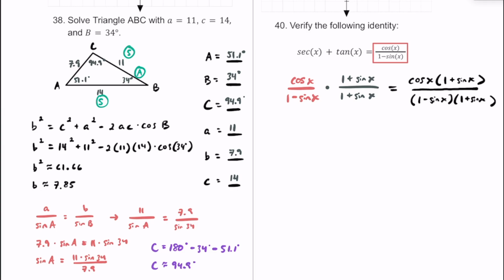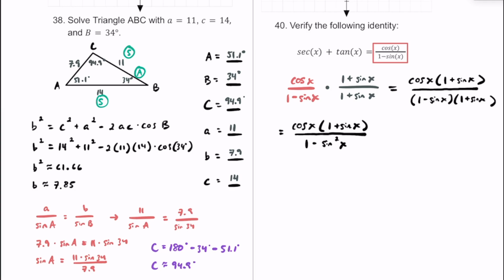So if we look at the top here, the top is going to be cosine of x. I'm just going to leave that alone, times this 1 plus sine of x. But what's going to happen to the denominator that's going to be nice is if we FOIL this out, it's going to be 1, and then the outers and the inners are going to cancel out, and it's going to be minus sine squared of x. So it's going to have 1 minus sine squared of x.